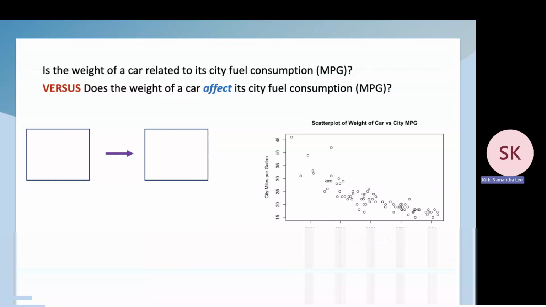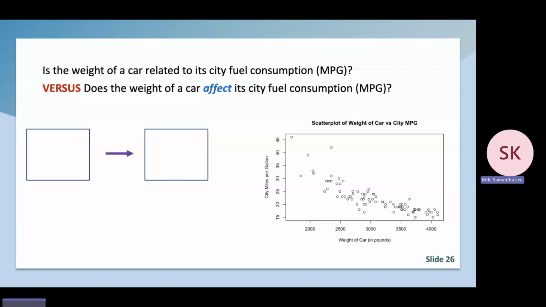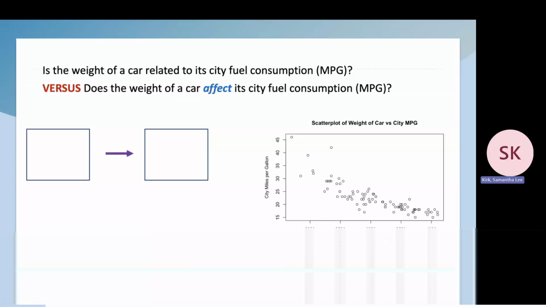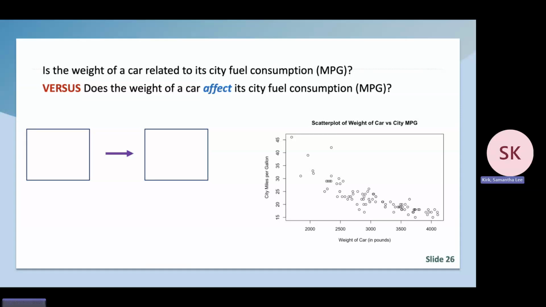So we can answer the first question. We said, yes, it is related. There's an association. But can we prove that the weight of a car affects the city fuel consumption? We cannot prove it with this graph. We'll have to do some more digging, and we'll talk about that later. But just by looking at a scatter plot, we cannot say, yes, the weight of a car affects city fuel consumption.